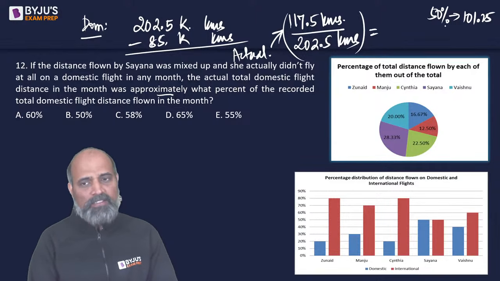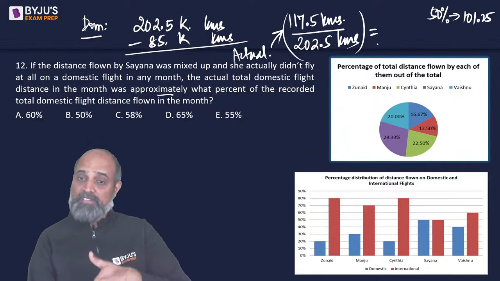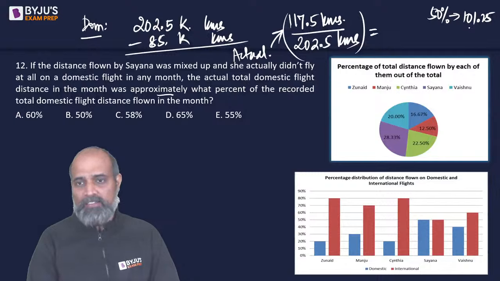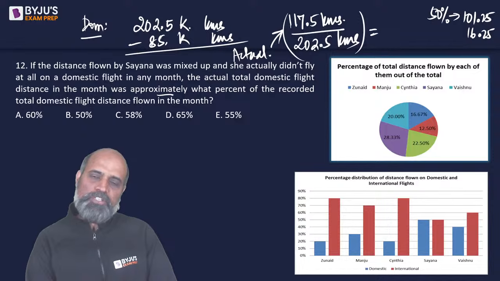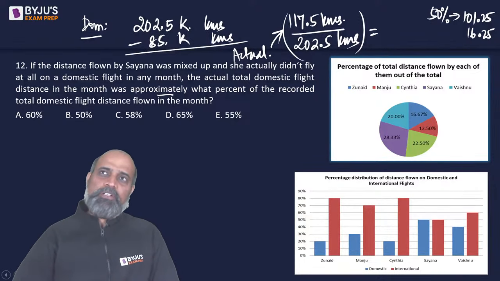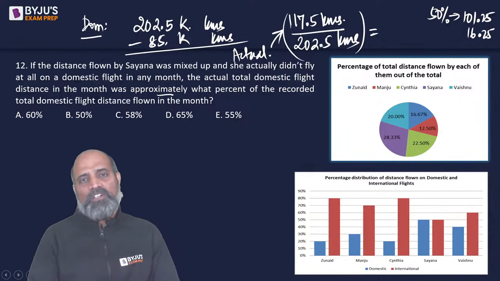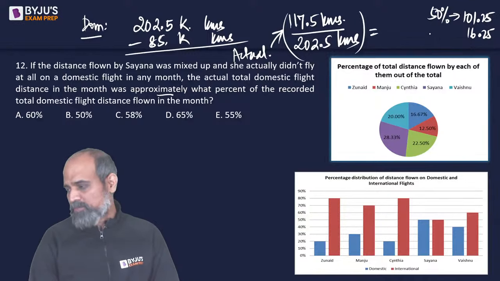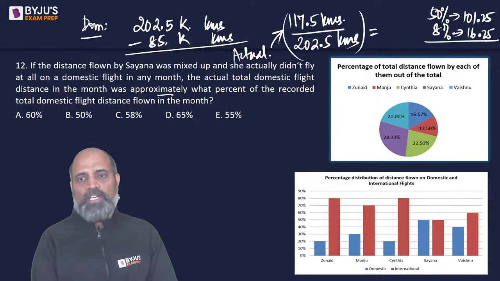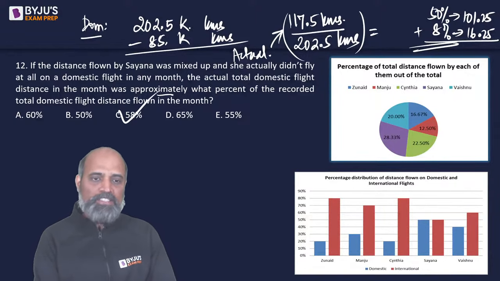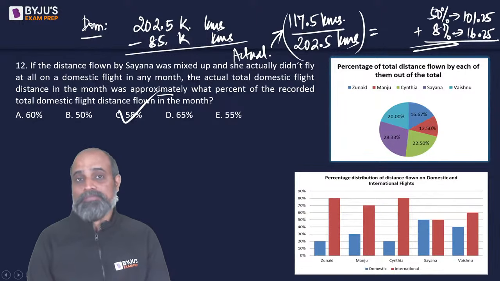Half of this. Okay, I need to go up to 117. So I need to add another 16.25. Now 16.25 is going to be how much? If 10% is this, then what is the relation between 16 and 20? 4:5, so it will be 8%, right? 2 into 8 is 16. That also tells us, so 58 is what we will get, and that's the closest.